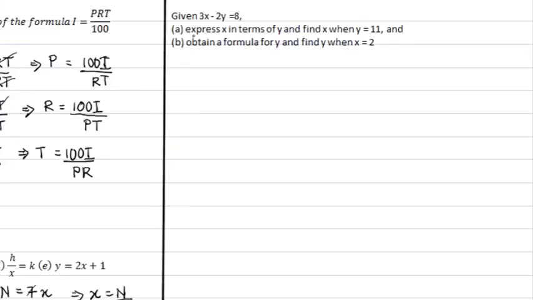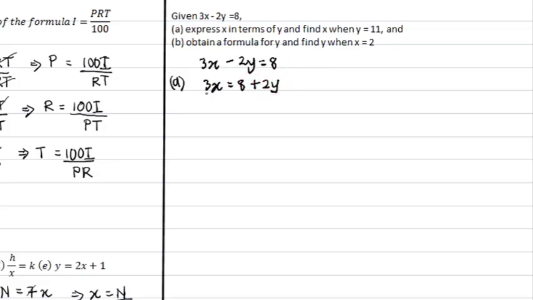Now given that 3x minus 2y is equal to 8, express x in terms of y. That means let's make x the subject of the formula first. So to make x the subject, I'm going to move this one away from this x. Since it's positive, I'm going to move it to this place to change to negative, that is 3x is equal to 8. Move this one to the other side, change to plus 2y.